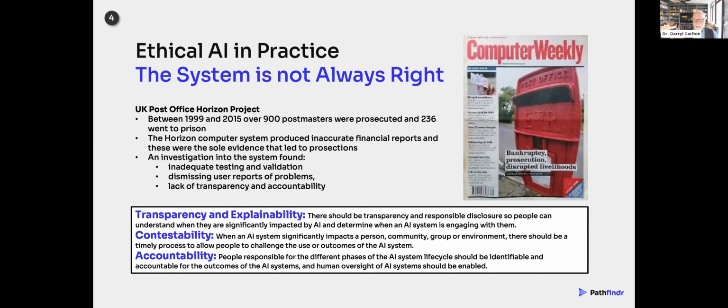When the AI system impacts a person, community, or group, there should be a process to allow people to challenge the outcome. Now, this is going to be really important in things like providing credit, doing medical allocations, providing admission into schools, getting jobs. Can I contest the system, or is somebody going to turn around and tell me, no, the IT system said this, or the AI system has banned you? There has to be contestability, and there has to be accountability for the system at the human level.